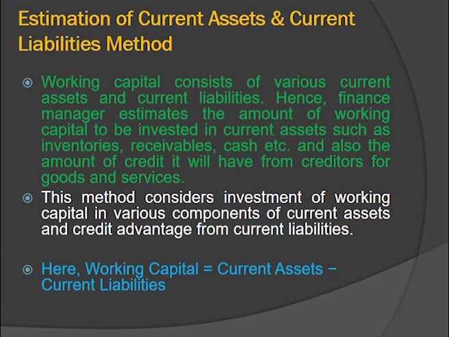This method is most important, and it considers investment of working capital in various components of current assets and credit advantage from the current liabilities. So, here the working capital requirement we can easily estimate just by following a formula, that is current assets minus current liabilities. When current assets are rupees, let us say 10 lakhs, and the current liabilities are 8 lakhs, the working capital is 2 lakhs. So, that is a formula we can adopt while estimating the working capital for the organization.